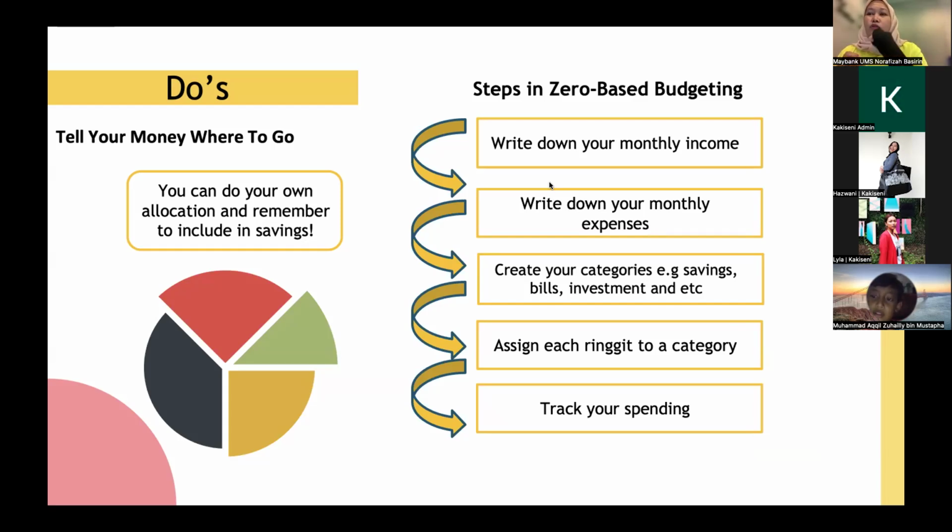Now, doing zero-based budgeting, you have to be honest with yourself. You cannot try to deny what kind of expenses usually occur, or what kind of expenses you need. You have to be honest and truthful, because if you don't, at the end of the day, it doesn't serve the purpose of you trying to properly plan your budget.